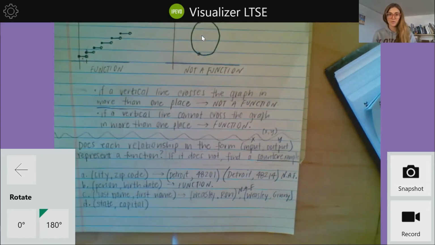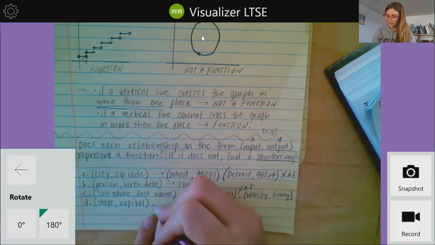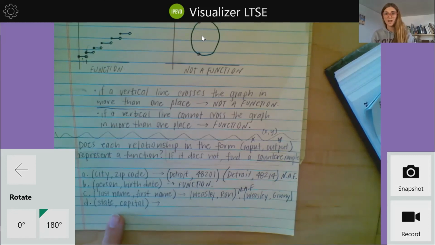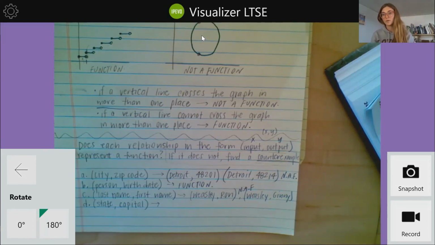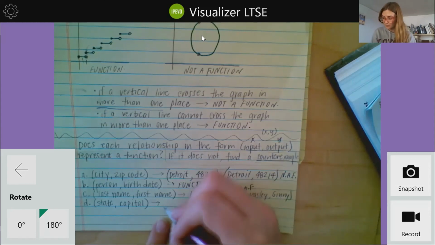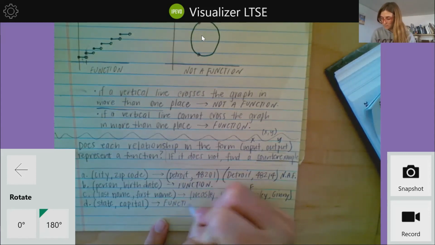Right? And now the last one, state and capital. So think about it. How many capitals does each state have? How many outputs can be produced from the input state? Think about it, pause the video, and then come back. Yeah, so each state has only one capital. So this is a function. Okay.